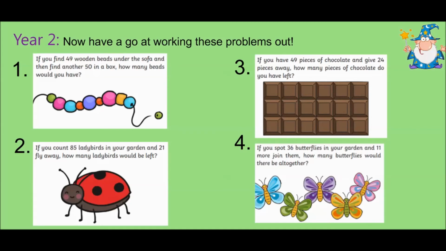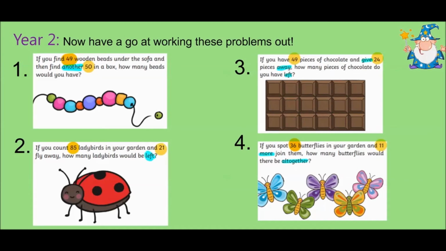Pause the video now. Here I have highlighted the numbers I'll be using and the key vocabulary that will help me to know whether I am adding or subtracting. So in problem 1, my numbers are 49 and 50, and the word another tells me that I'm going to add. In problem 2, we've got the numbers 85 and 21, and the word left tells me it's a subtraction problem.